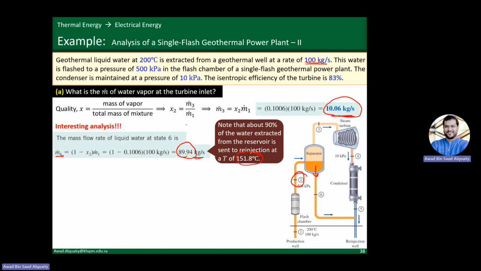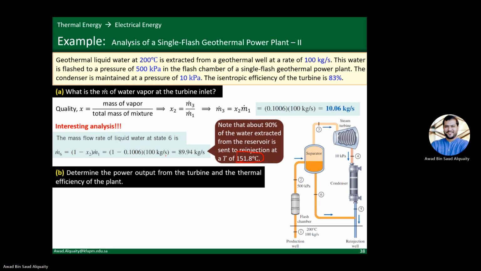We don't do that in a single flash, maybe because the economics have to work out if we want to do that. Okay, so for now, let's just keep in mind that sometimes the water that you reinject into the well could be reasonably hot, as we see here. Now, the second part is to determine the power output from the turbine and the thermal efficiency of the plant. The power output from the turbine is very simple. It's simply m dot 3 times H3 minus H4, right? We have H3, we calculated H4 already, so it's just a matter of plugging in the numbers.